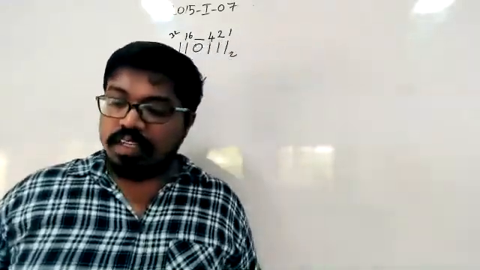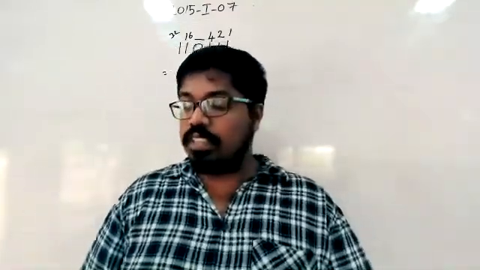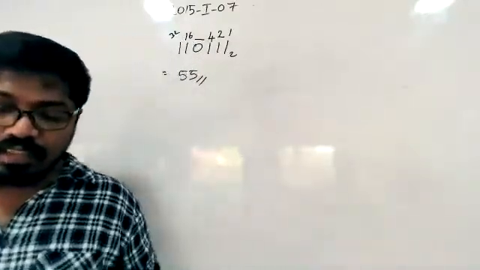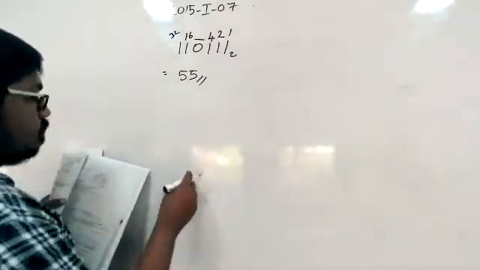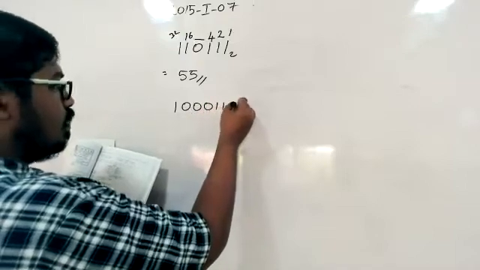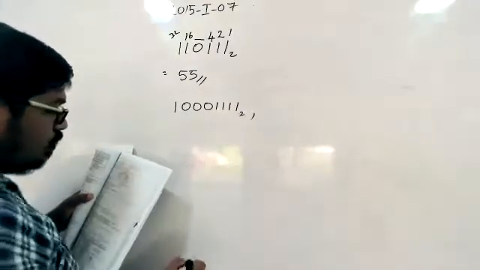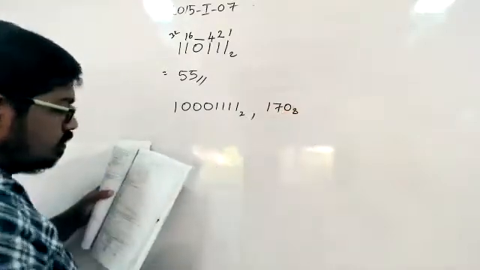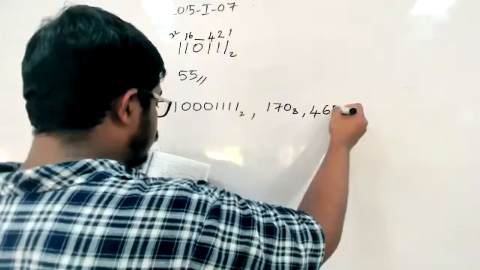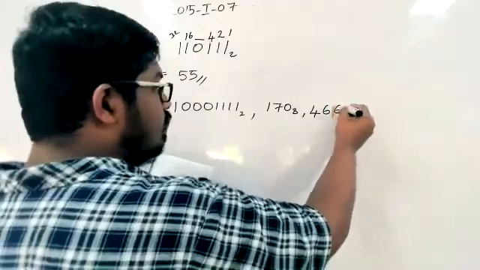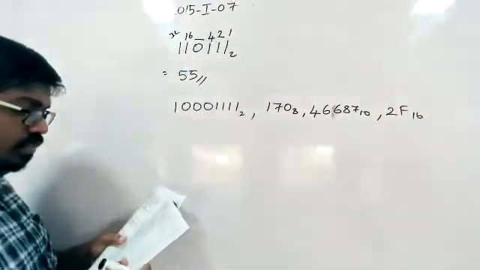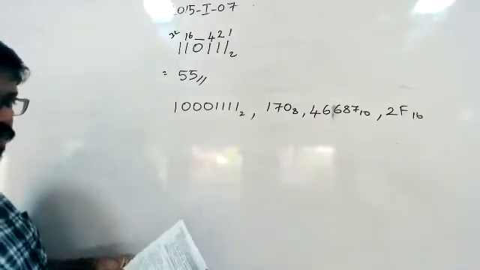Right? Now we will start discussing question number 8. Which of the following represents the ascending order of four numbers? So they gave you four numbers. You have to find out the ascending order. Right? So here the given numbers are 1,000,000 1111 base 2, 170 base 8. There's a technique, right? That's why I'm going to explain it. 46,687 base 10 and 2F base 16. Right? So they ask you the ascending order.